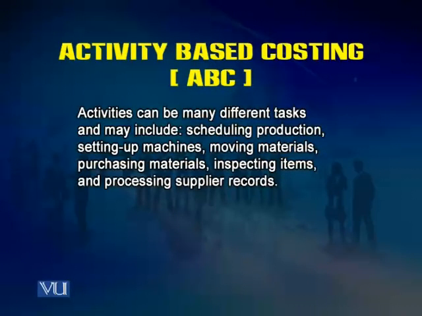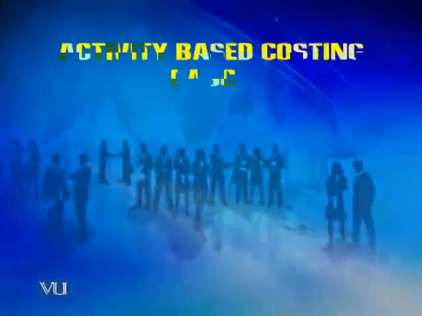Activities can be many different tasks and may include scheduling production, setting up machines, moving materials, purchasing materials, inspecting items, and processing supplier records. So it is important to see what activities might comprise, and what type of activities are going to be used. We have said there could be things like production scheduling. Production scheduling often involves which product will be produced, over what period of time, and what quantities, and how to manage the entire requirement of production and make a production plan. This is the production scheduling.